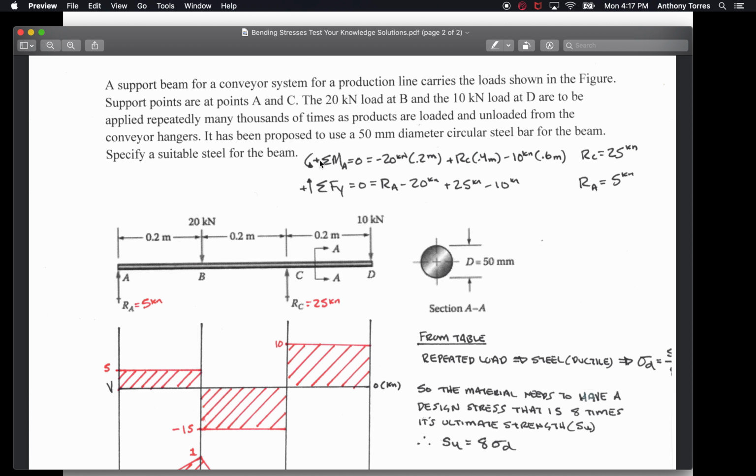Well, sum moments at A, set that equal to 0: negative 20 kilonewtons times 0.2 meters, plus RC times 0.4 meters, minus 10 kilonewtons times 0.6 meters. RC equals 25 kilonewtons. Sum forces in the Y: RA minus the 20 kilonewtons plus the 25 minus 10 kilonewtons gets RA to be 5 kilonewtons. I've drawn those in here in red.